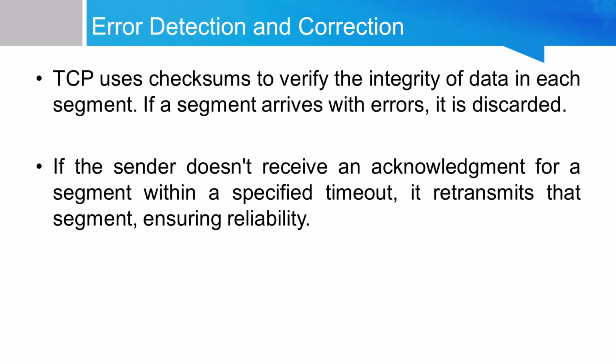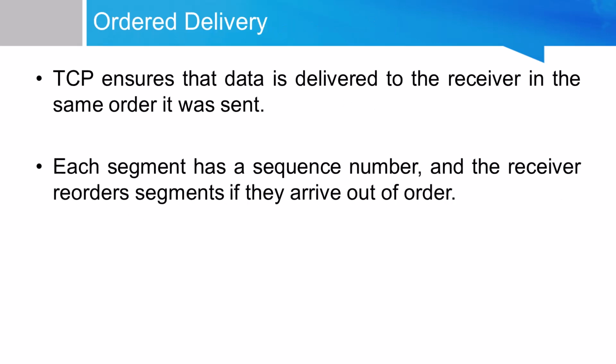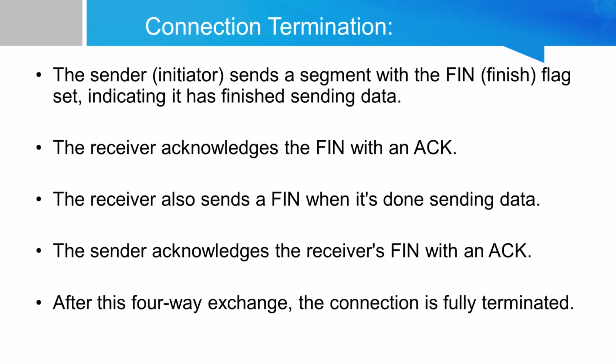Then ordered delivery. TCP ensures that data is delivered to the receiver in the same order it was sent. Each segment has a sequence number and the receiver reorders segments if they arrive out of order. As I told before, each data segment has an associated sequence number by which the order of the data is maintained. After the transmission, the connection termination.